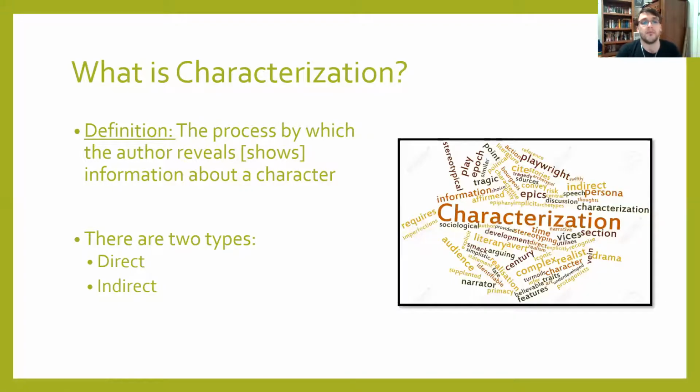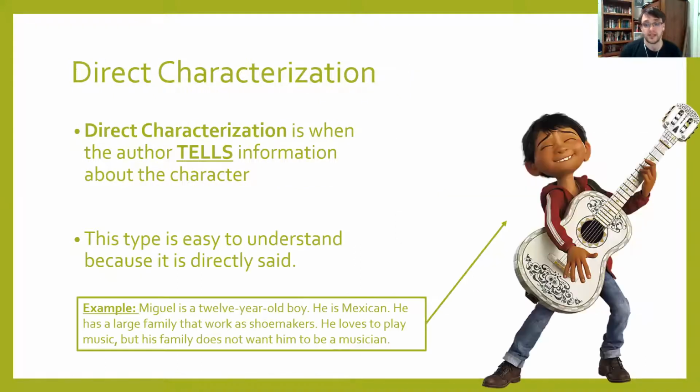So, remember, characterization is the process by which the author reveals or shows information about a character. This can happen in two different ways. There is direct characterization and indirect characterization. So we are going to be learning information about a character, whether that's told to us directly or indirectly. And that's all what characterization is. So first, we're going to review direct characterization.